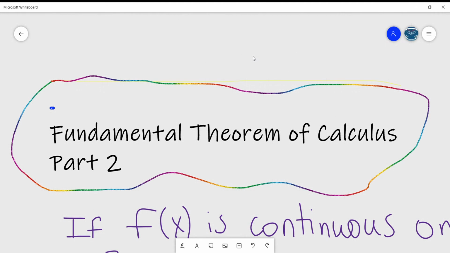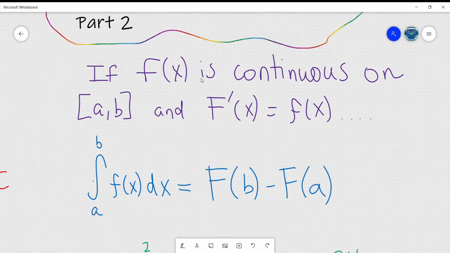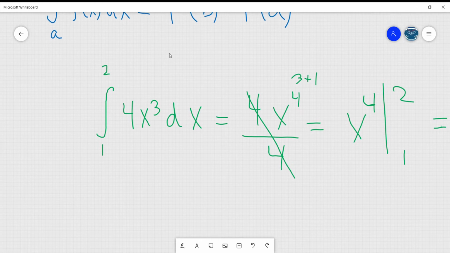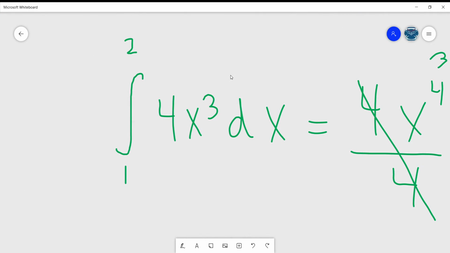Alrighty, hi everybody. So today we're going to be talking about the Fundamental Theorem of Calculus Part 2. So I'm kind of going out of order. But before I actually introduce the theorem, let us do a really quick example to demonstrate why the theorem works, and maybe you come to a striking realization, who knows.